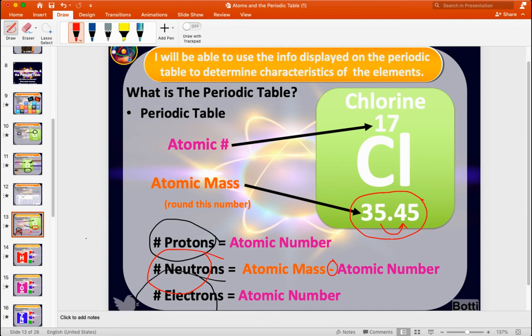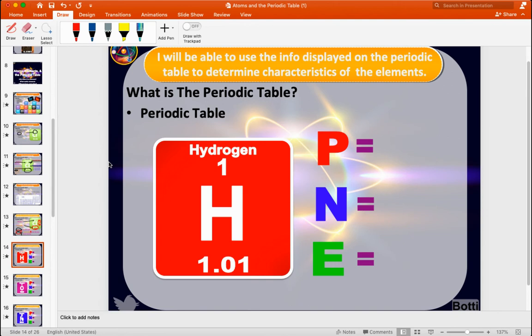So what we would do is we would do 35 minus 17, and we would wind up with 18 neutrons, because 17 plus 18 is 35. So that's how we're going to find our neutrons. All right, so let's go on to the next slide.